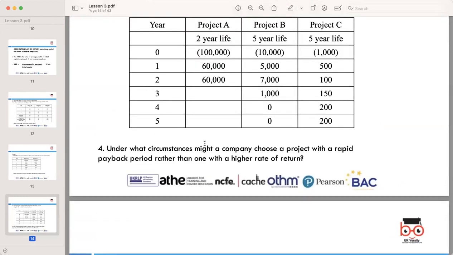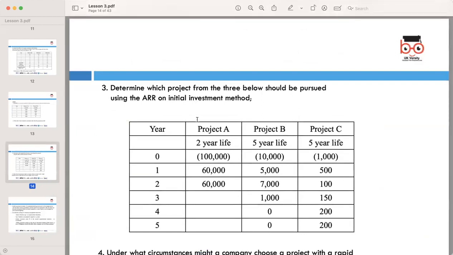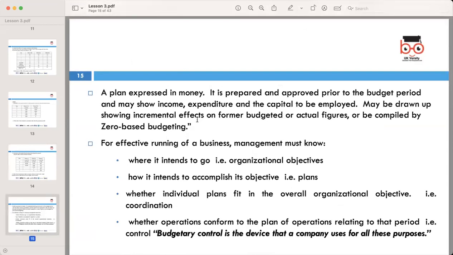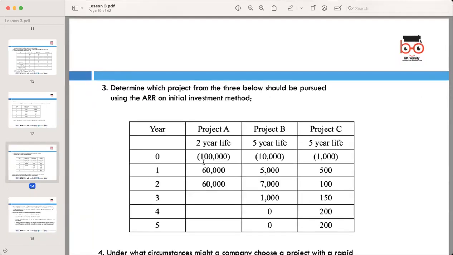So the accounting rate of return method measures the average annual profitability of an investment as a percentage of the initial investment. To calculate ARR for the 3 projects here: for project A, ARR is 60%. For project B, the ARR is 77.5%. For project C, ARR is 30%. Based on the ARR method, project A should be chosen as it has the highest rate of return.